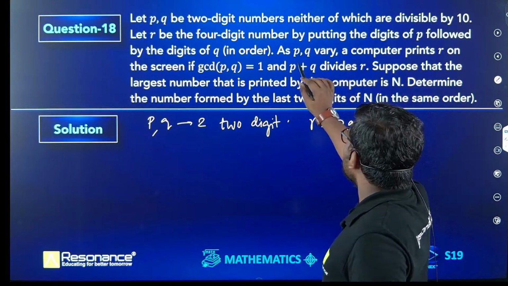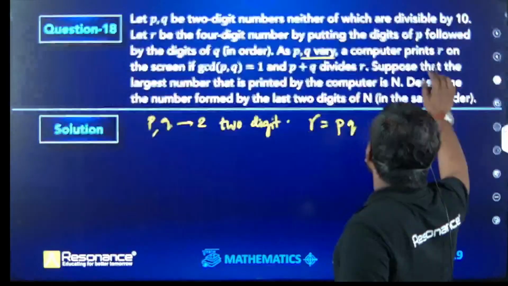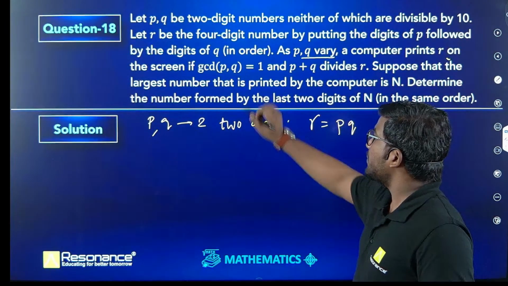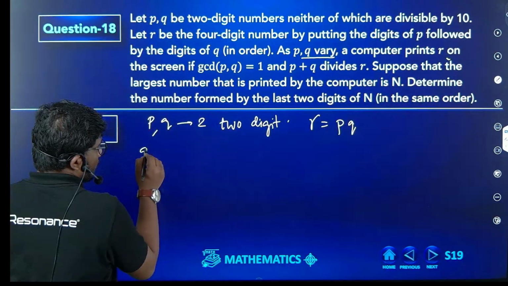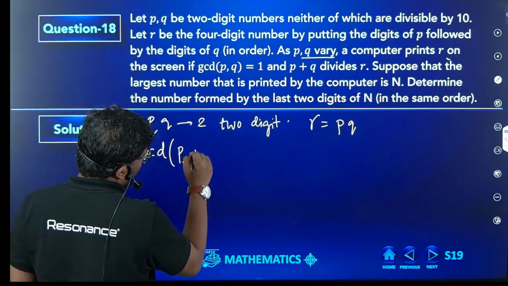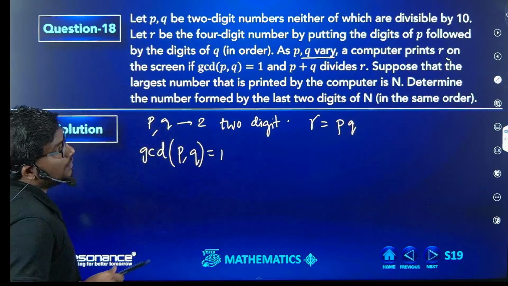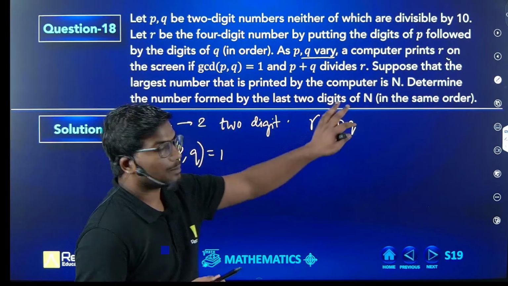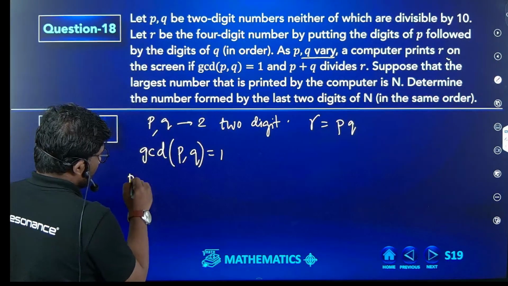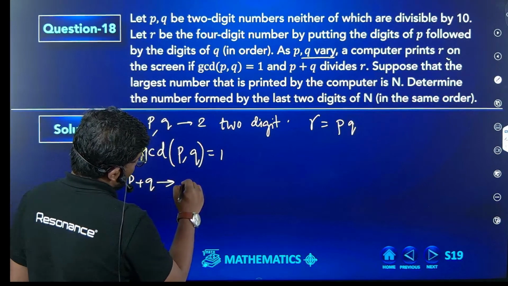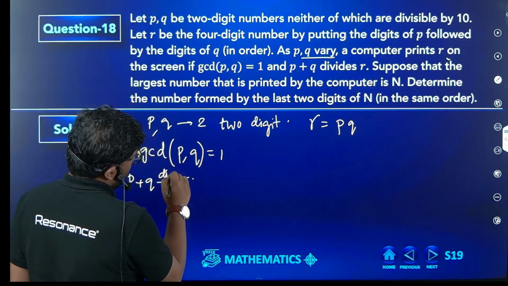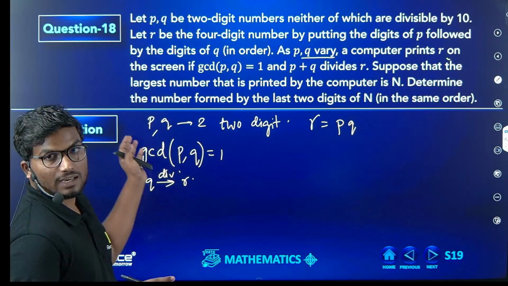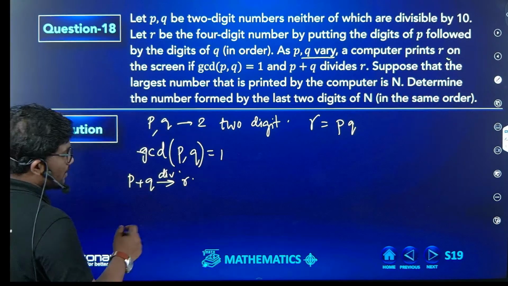We're also given that as P, Q vary, a computer prints R on the screen if GCD of P, Q is 1. So GCD of P, Q is 1. We're also given that P plus Q divides R; only in that case does the computer print R. So P plus Q should divide R. We're asked to find the largest possible such number.